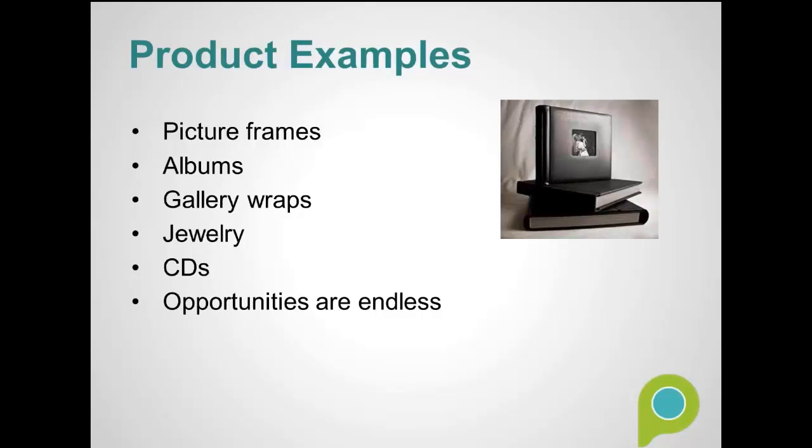As I had mentioned, we're going to concentrate more on the products and packages section of the store. Some examples of the products that you can sell, and these are just some examples, but you can sell pretty much anything with the store, are picture frames, since the majority of our clients are photographers, albums, and gallery wraps. If you're not a photographer and wanted to sell something else, you can sell, for example, jewelry, books, ebooks, CDs, pretty much anything with the store.